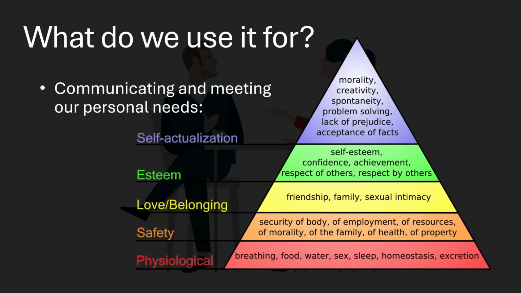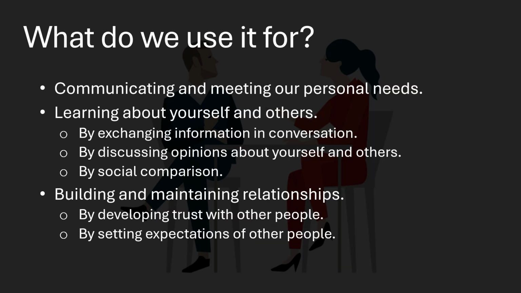Go all the way up to self-actualization and things like people having a creative outlet or people having morality relies on them to communicate with other people. And it's maybe not impossible, but a lot harder to do that if you're completely by yourself and you're completely isolated from other people and not having any interpersonal communication. So interpersonal communication enables us to meet a lot of these needs that Maslow talked about in his hierarchy of needs. Now let's talk about 2 other ideas for what we use interpersonal communications for.